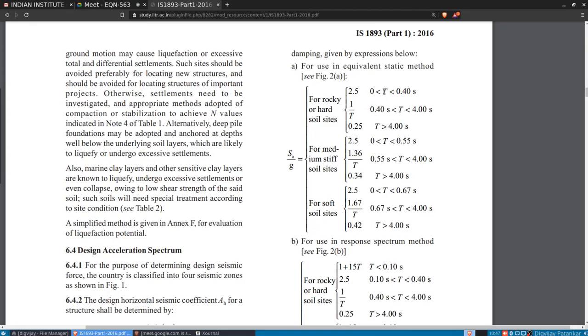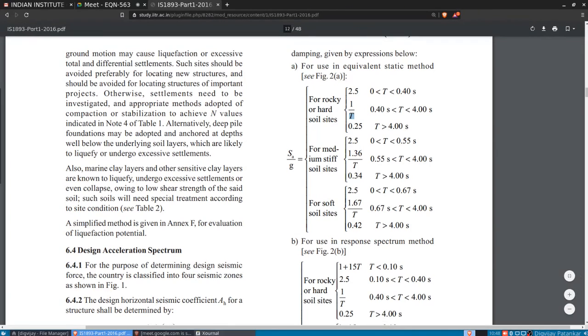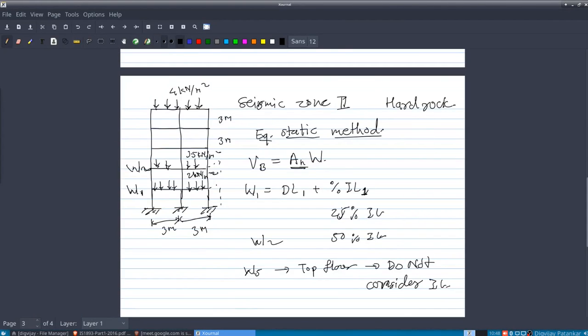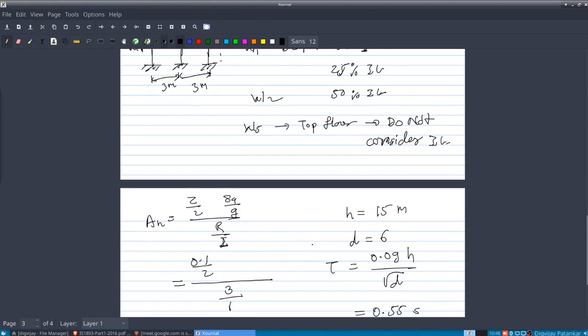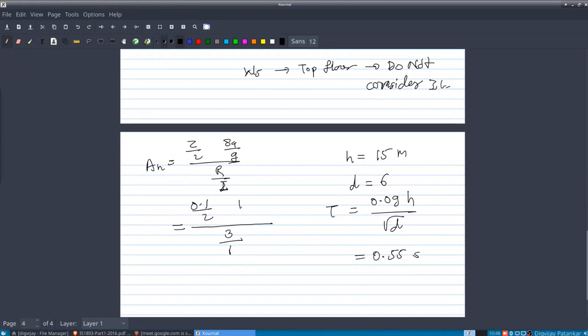0.55 is the T. So which expression should I use now here? This second one, isn't it? Because it is in between 0.4 and 4. So if in between these, then SA by G is equal to 1 over T. So what is 1 over 0.55? 1.81. 1.82, something like that. So SA by G is 1.82.